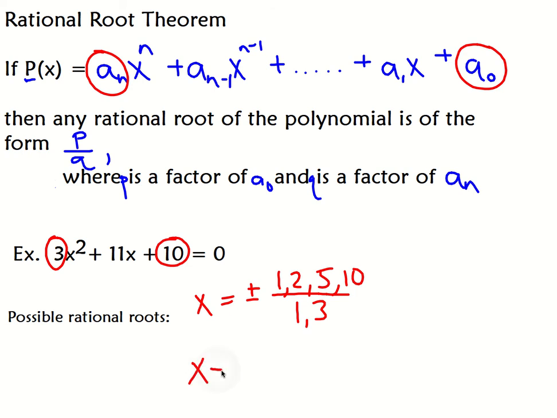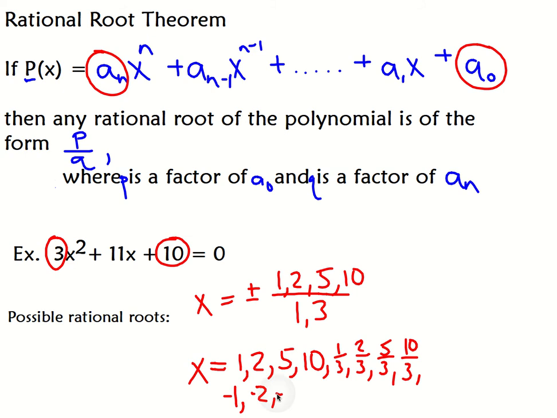So the possible rational roots here would be x equals 1 divided by 1, 2 divided by 1, 5 divided by 1, 10 divided by 1, and then 1 divided by 3, 2 divided by 3, 5 divided by 3, and 10 divided by 3. And then plus and minus of all of those, so now I also have the negatives of those. So -1, -2, -5, -10, -1/3, -2/3, -5/3, and -10/3. So we're going to write them all out.